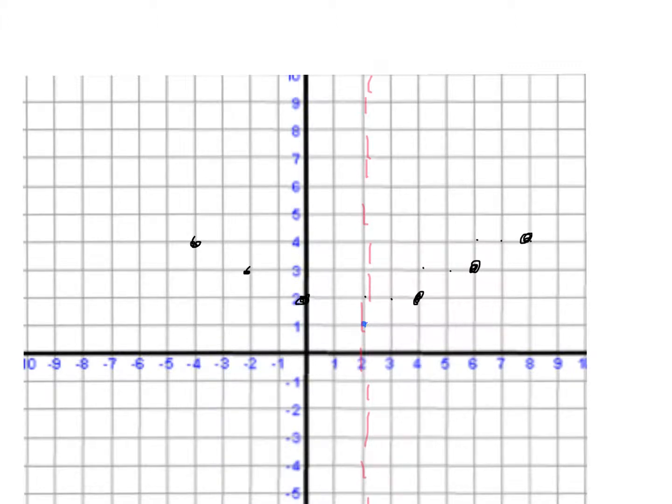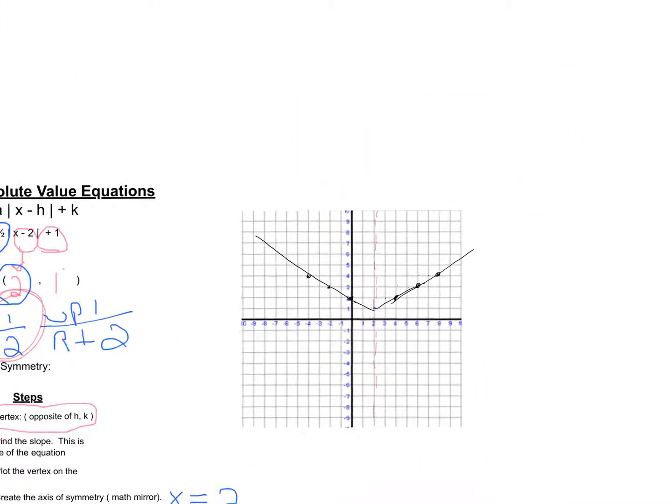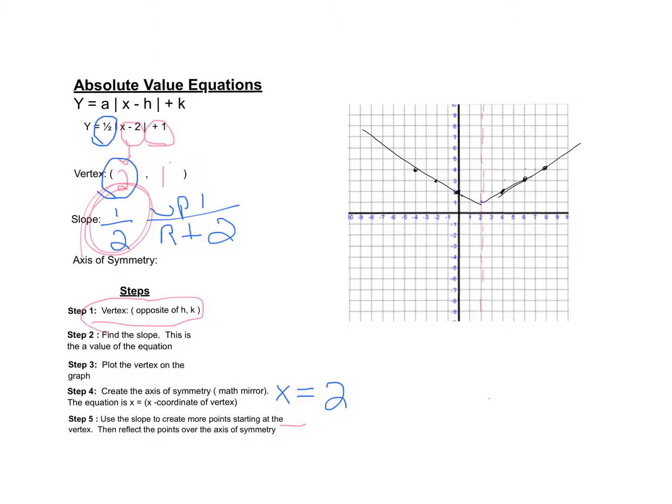And then my last step is we are just going to connect the dots. Again, do your best. Hit the vertex. I missed the vertex, and let me fix that. There we go. Not exactly perfect, but you get the idea. So there is my graph. Got to have the arrows on the end. Some people would get mad if you didn't.